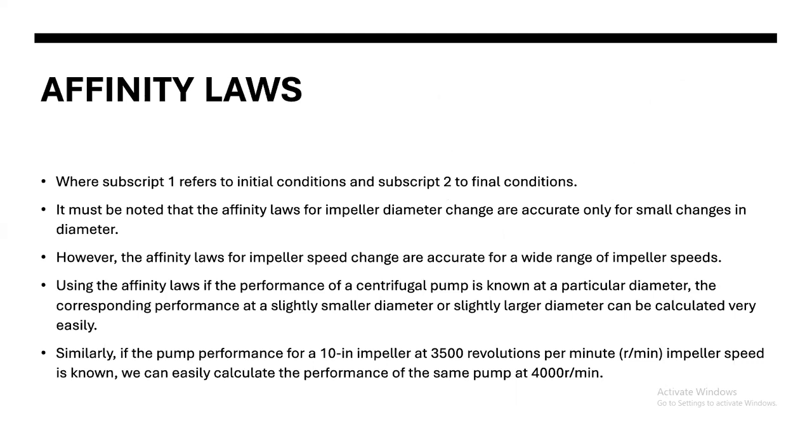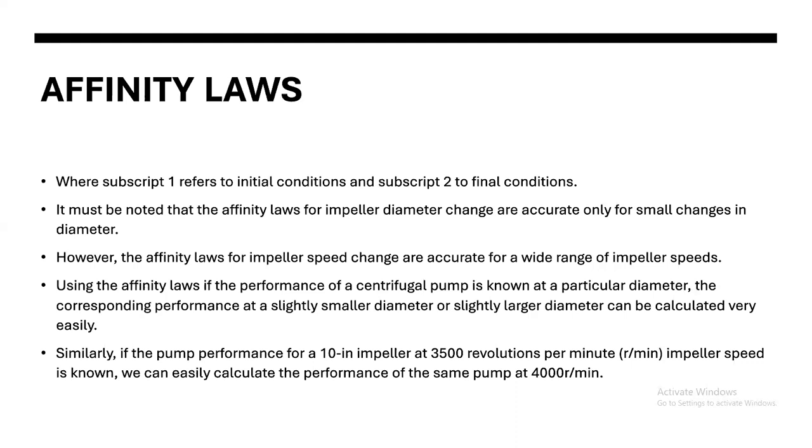It must be noted that the affinity laws for impeller diameter change are accurate only for small changes in diameter. So your changes of diameter shouldn't be too much; at least a 10% change is reasonable, but you can't take a 20-inch impeller size and reduce it to 10, which is a 50% reduction. The affinity laws won't give you accurate results. However, the affinity laws for impeller speed change are accurate for a wide range of impeller speeds. So for impeller speeds, it's better.